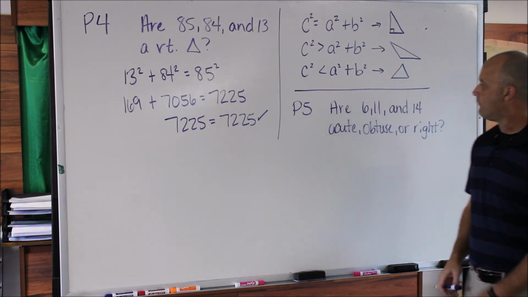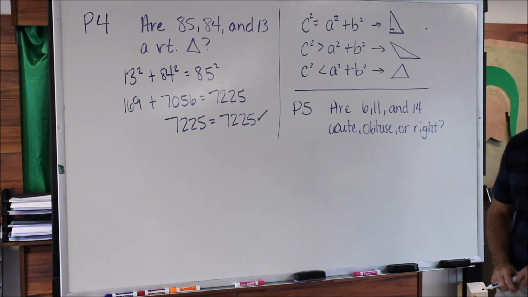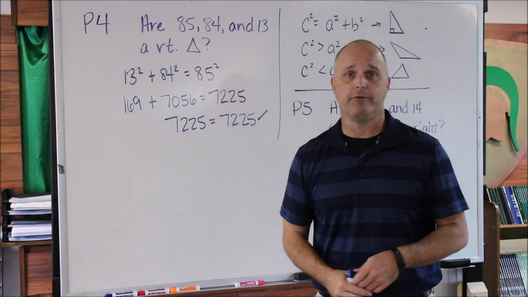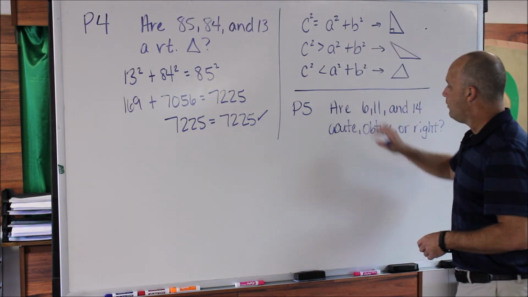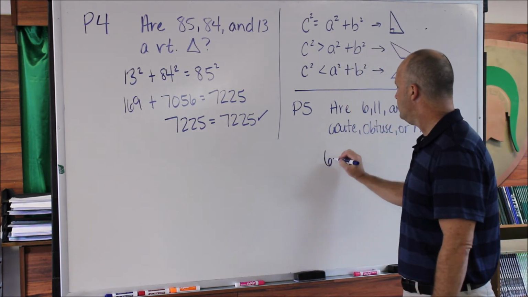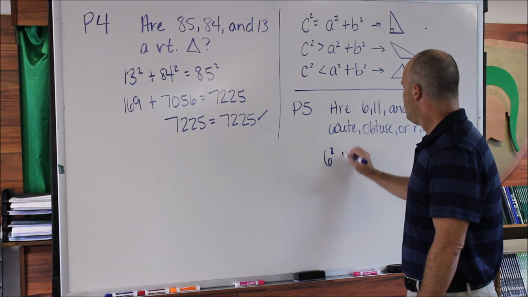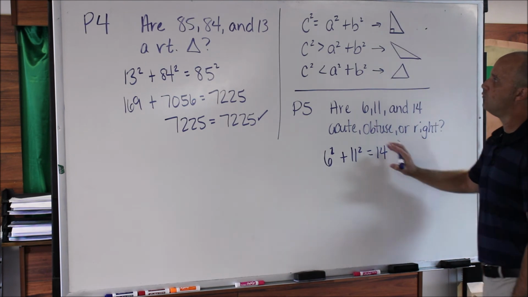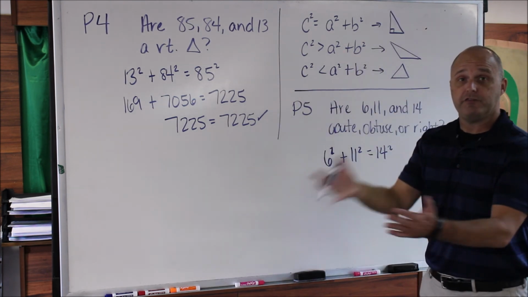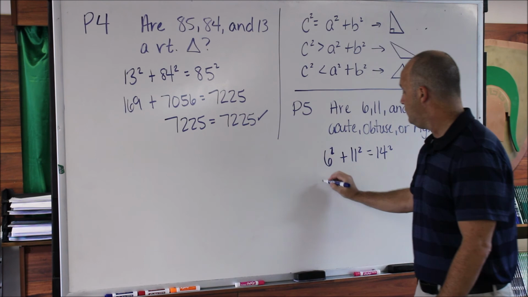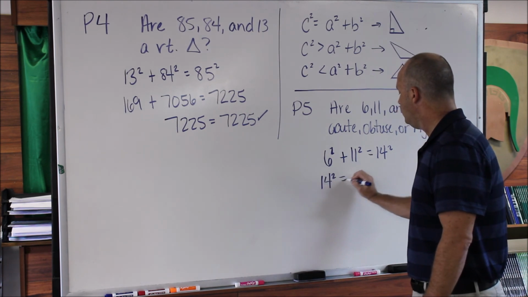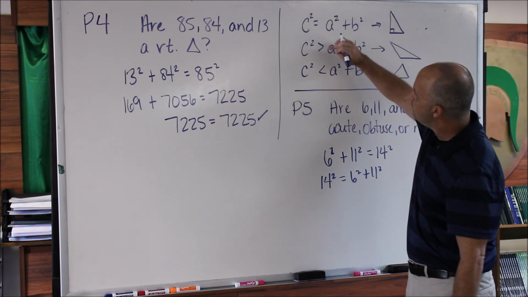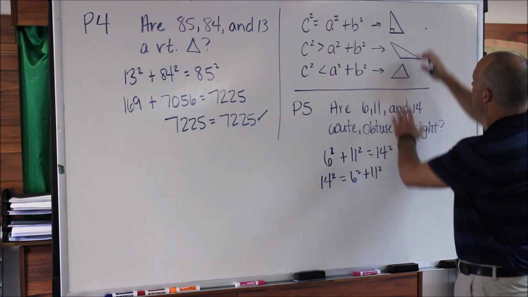So if we go into problem number 5, we're given 6, 11, and 14, and we're asked, would those make up an acute triangle, an obtuse triangle, or a right triangle? So we're going to go ahead and arrange these the way that we need to. So 6 squared plus 11 squared equals 14 squared. Now if you want to write it the other way so that you have c squared on the other side, you're more than welcome to do that. So we can write 14 squared equals 6 squared plus 11 squared. This is going to give us those equals, greater than, or less than that we need in order to determine what we've got here.